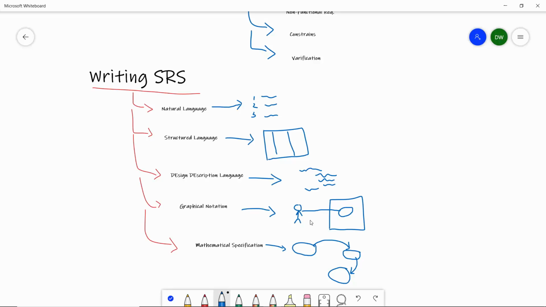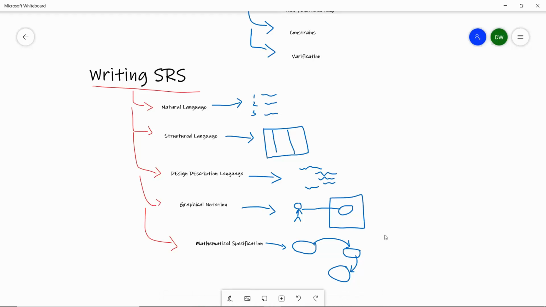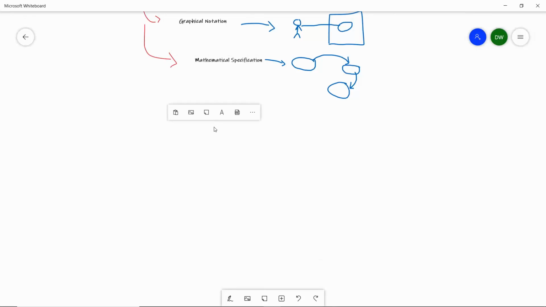And in graphical notation, we can express requirements using graphical models. For an example, you can draw UML use cases as well as sequence diagrams. And finally, we discussed mathematical specification. Here also, we model requirements using mathematical concepts, right? Those concepts can be taken as finite state machines as well as sets. And the last topic we are going to talk about is requirements engineering process, right?